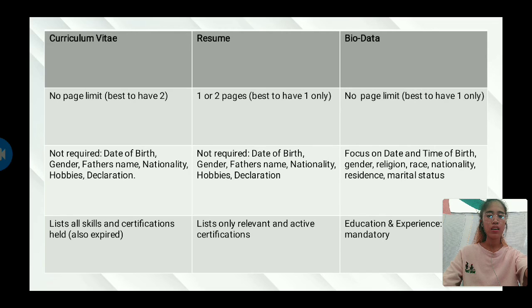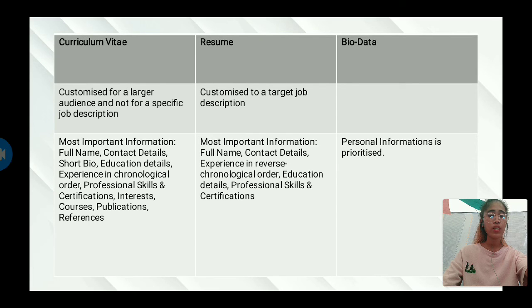And then in a curriculum vitae, you have to list all skills and certifications held, also expired ones. So in a curriculum vitae, all your skills must be listed. While in a resume, you only list the relevant skills and certifications connected to the job you are applying for. And then in a biodata, education and experience are not mandatory. In a curriculum vitae, it is customized for a larger audience and not for a specific job description. So, the curriculum vitae is general, and can be used anywhere as long as you are still looking for a job. While a resume is customized to a target job description. A resume is centered on the specific job you are applying for.